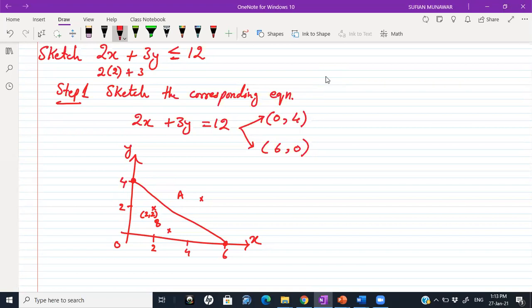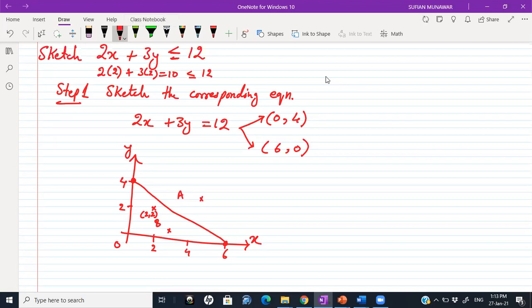plus 3 multiplied by 2. What do we get? 4, and here we get 6. So 4 and 6 is equal to 10, and 10 is always less than or equal to 12. So this means that the point that we took below the line satisfies the inequality. So this means that the true area is the area below the line.